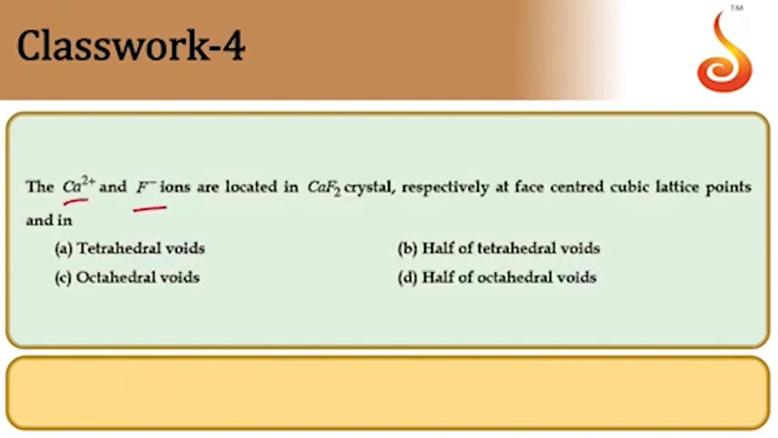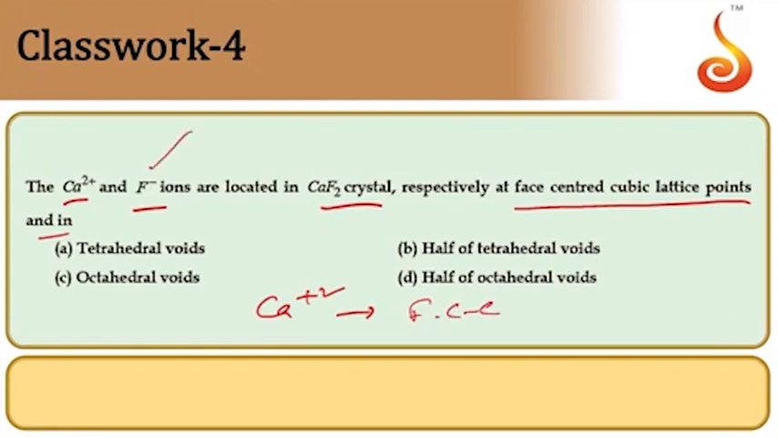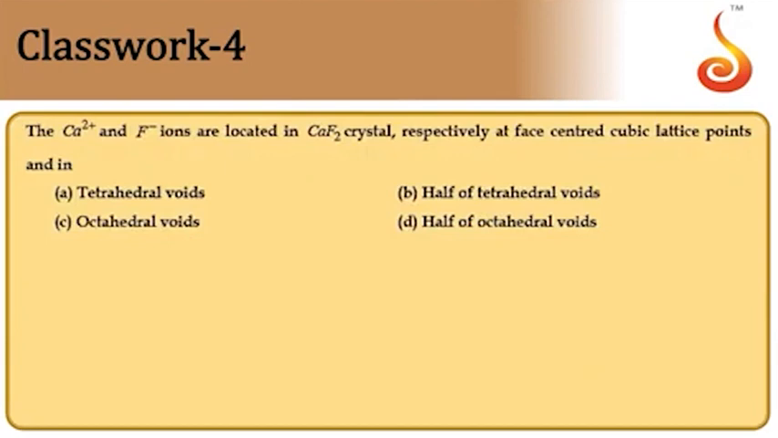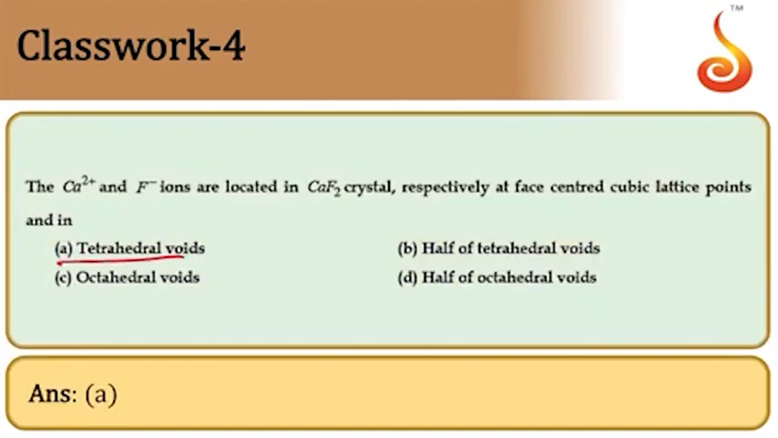Ca+2 and F- are located in a CaF2 crystal, respectively at face-centered cubic lattice points and in. So Ca+2 is occupying FCC. Ca+2 forms FCC, which means it occupies the corners as well as the face centers. So F- ions will be occupying tetrahedral voids, and all the tetrahedral voids are occupied in the structure of CaF2. So therefore all tetrahedral voids are occupied by F- ions. So the answer is option A.